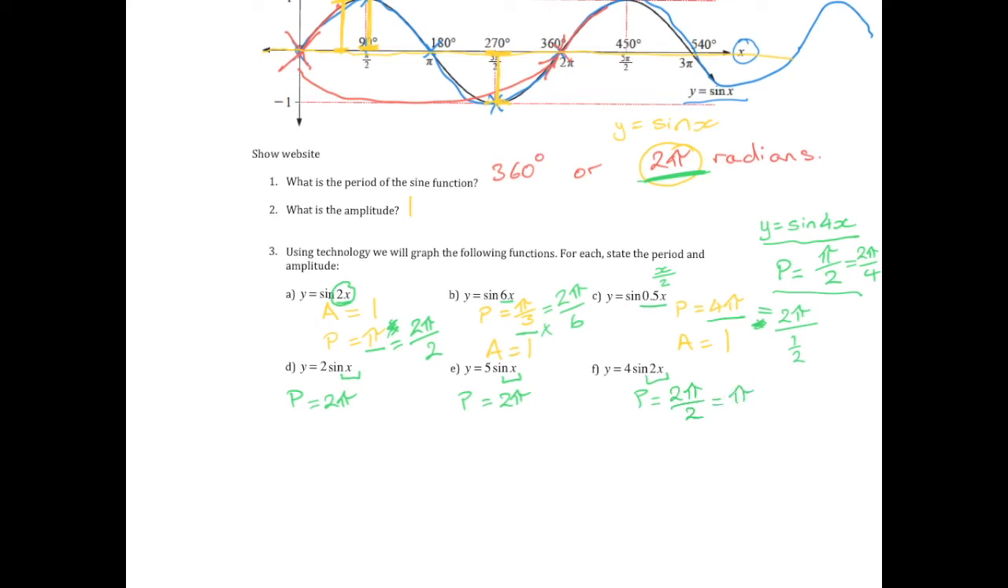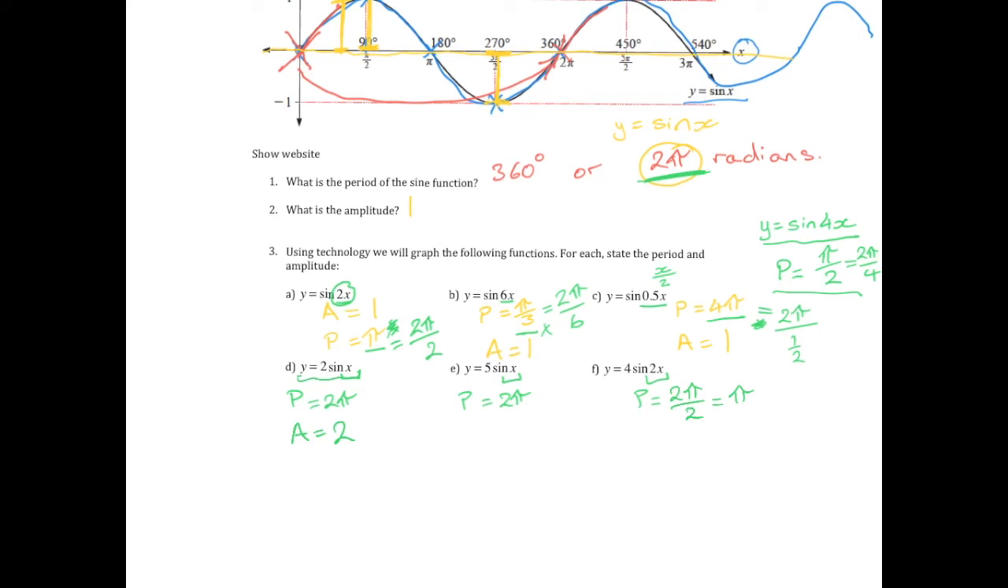Now, the number in front of sine in all these, we don't know what that does yet. Let's go back to Desmos. By graphing y equals 2 sine x on Desmos, we realize the amplitude is now 2. The function has been stretched out and gone up to 2 and negative 2.